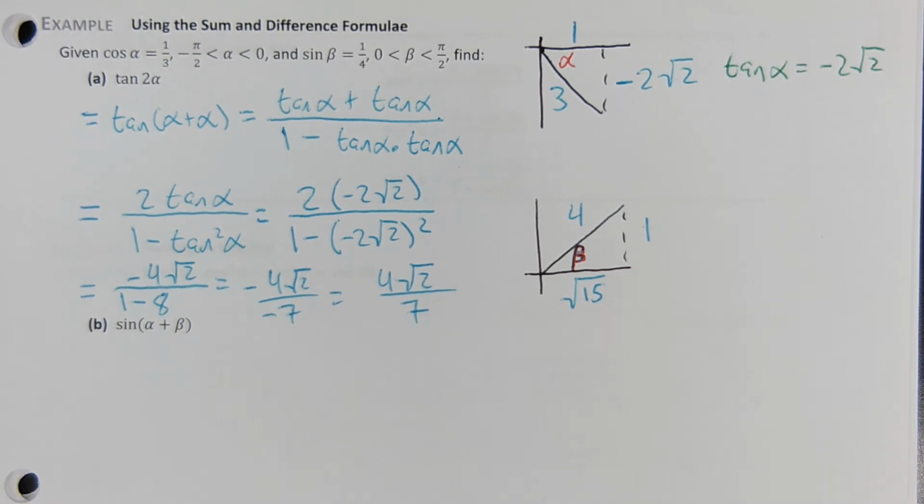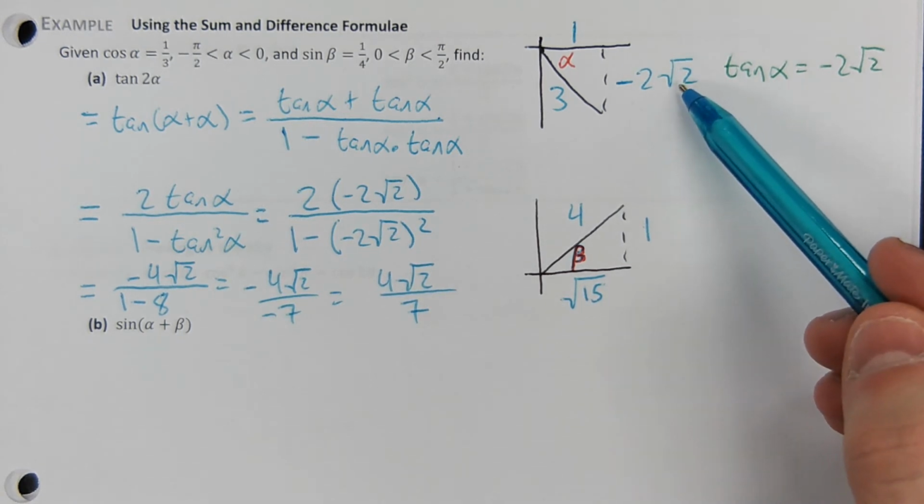Yeah? I just have a question of how you determine what the tangent is equal to. Like, how do you know it's negative 2 root 2? Tangent alpha? Yeah. Because tangent is y over x, correct? There's my y value, and there's my x value.